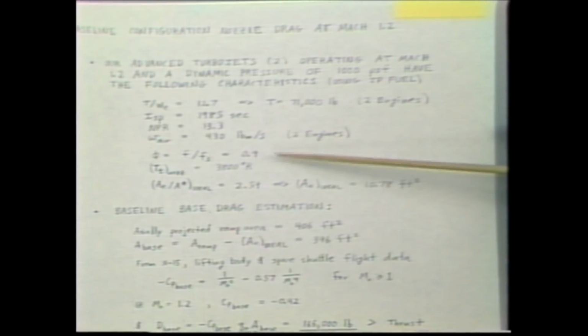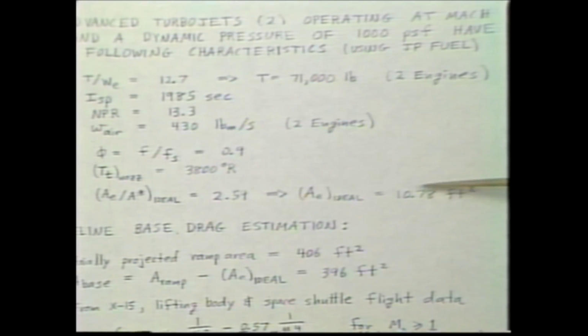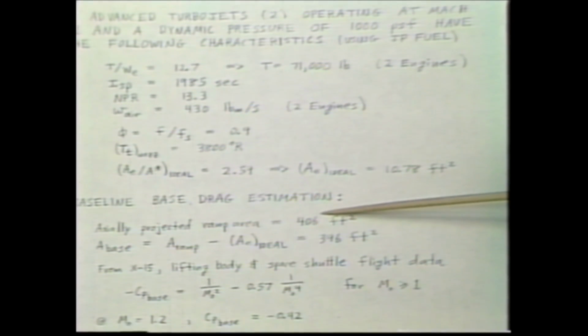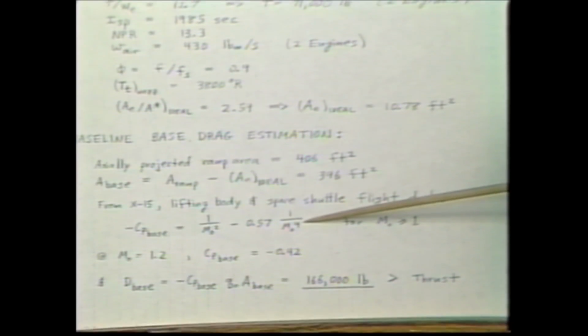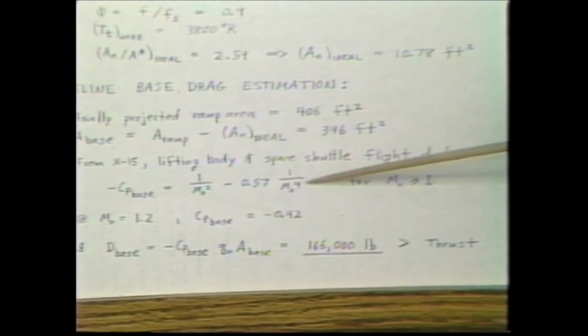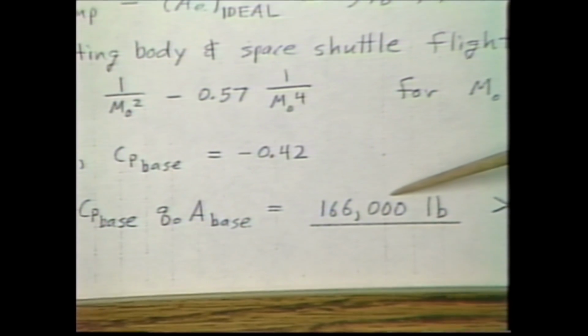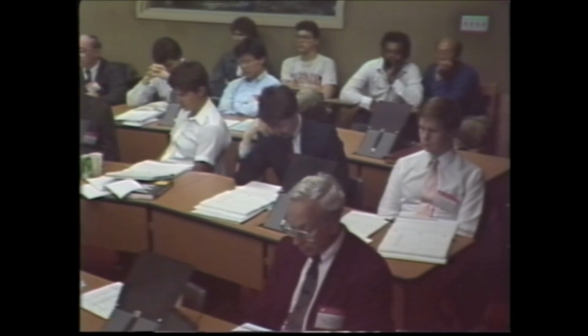Okay, I'm just going to get to the point here because I'm running a little bit behind. For our 2 engines, we basically expand out to only 10 square feet of area. But our axial projected area is 400 square feet, so that provides a lot of base area. Using a flight test data based pressure coefficient with Mach number, that results in an estimate of nozzle drag of 166,000 pounds, which is more thrust than even 4 engines would produce. So that's more drag now than we have thrust from our engines.